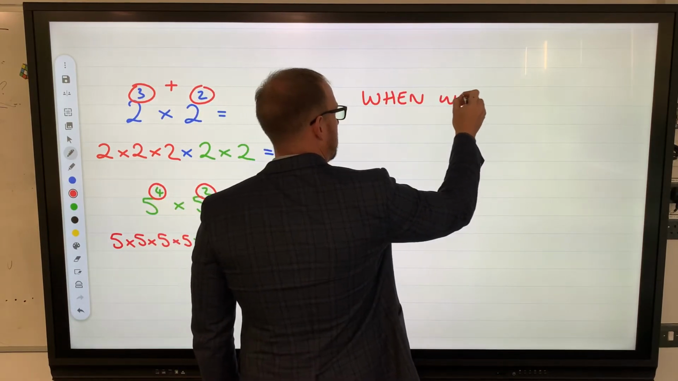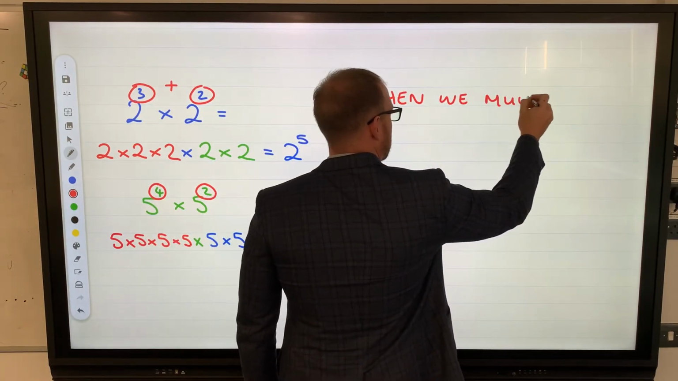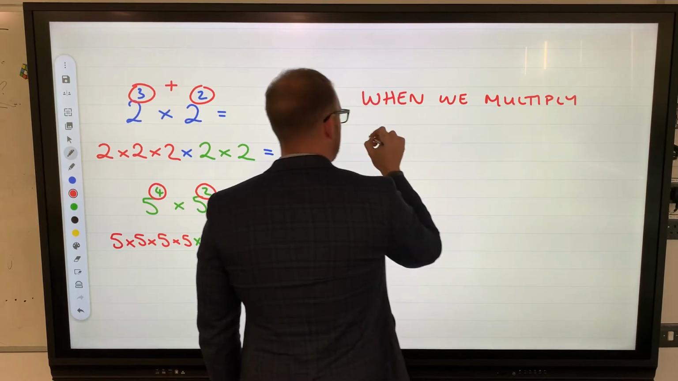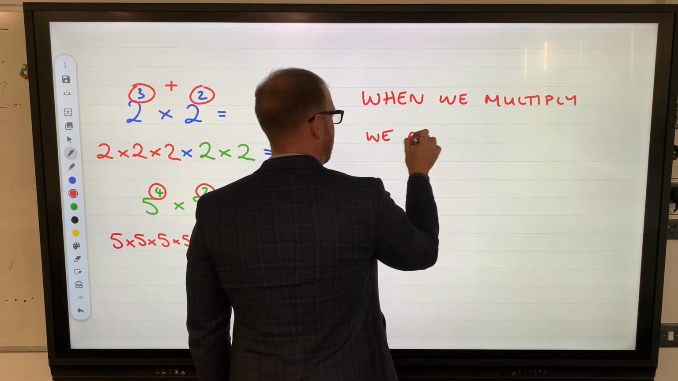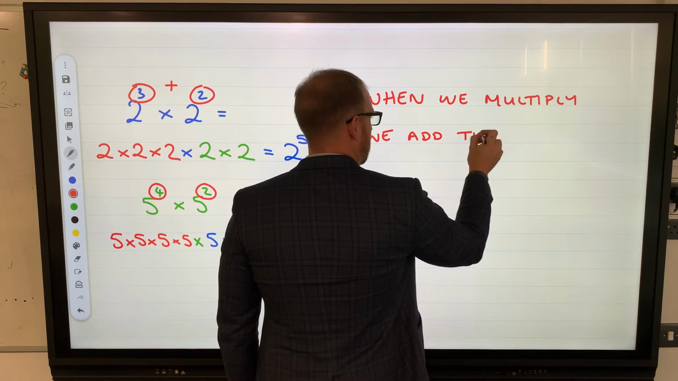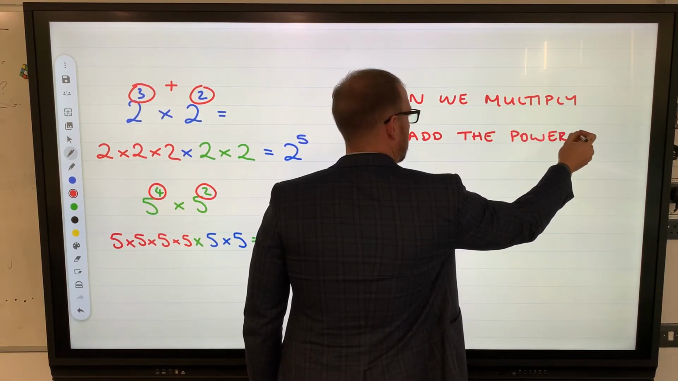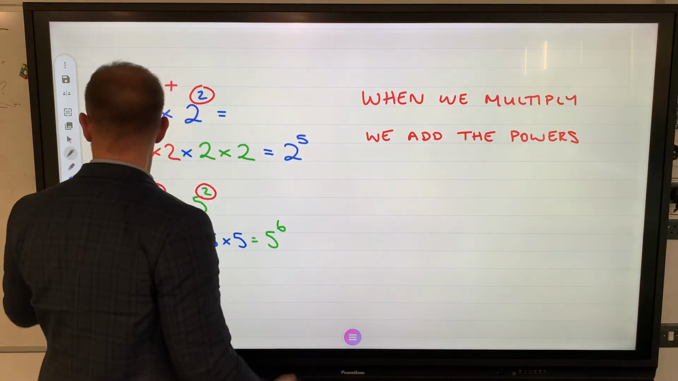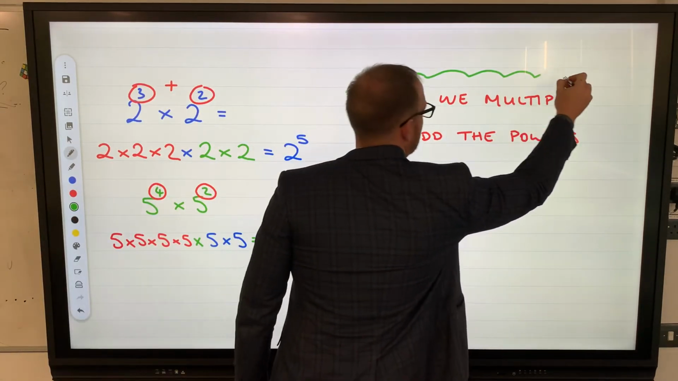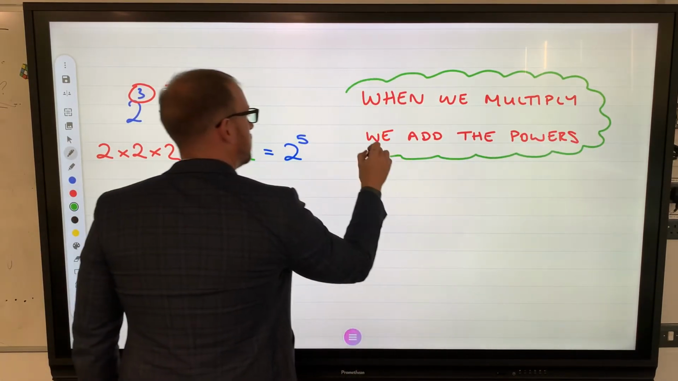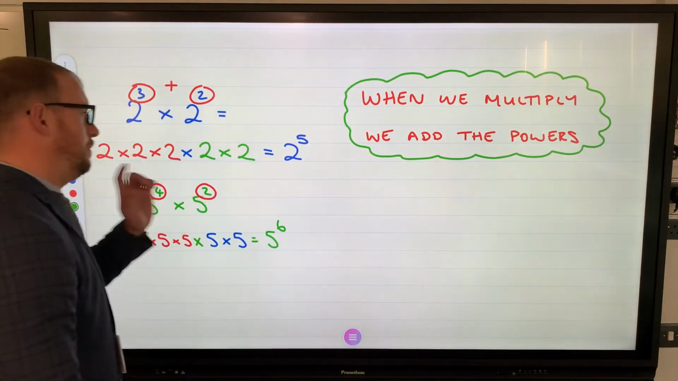When we multiply, we add the powers. So that's for multiplication. How about division?